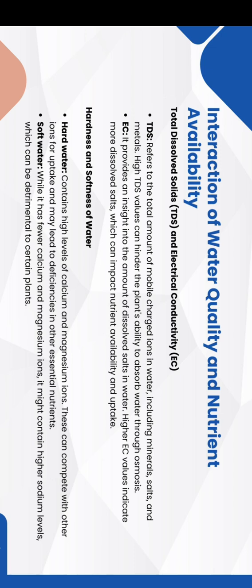Hardness and softness of water. Hard water contains high levels of calcium and magnesium ions. These can compete with other ions for uptake and may lead to deficiencies in other essential nutrients. Soft water, while it has fewer calcium and magnesium ions, might contain higher sodium levels, which can be detrimental to certain plants.